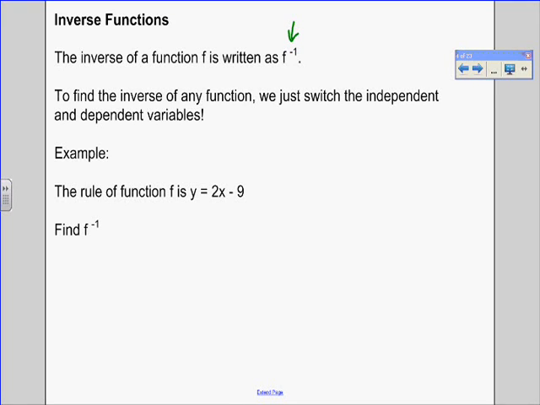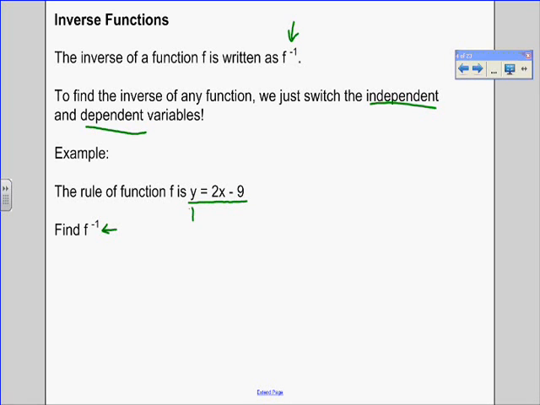The rule of the function f is y is equal to 2x minus 9. And I'm asking you here to find the rule of the inverse function. Okay, that's what that means. When you see find f to the power of negative 1, it means find the rule of the inverse function. So I'm going to switch the independent and the dependent variables. And this is what it's going to look like.